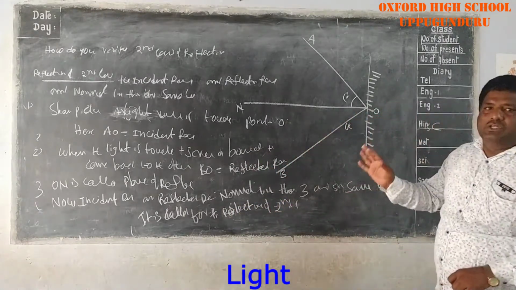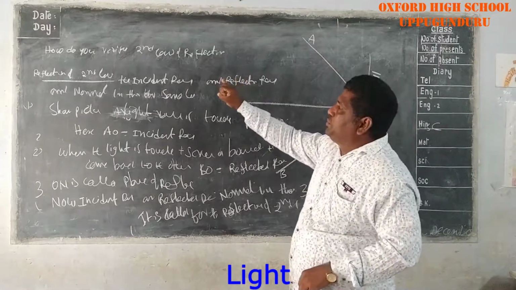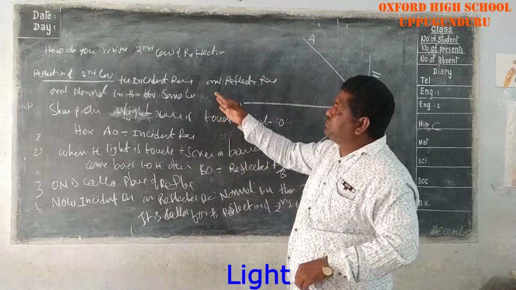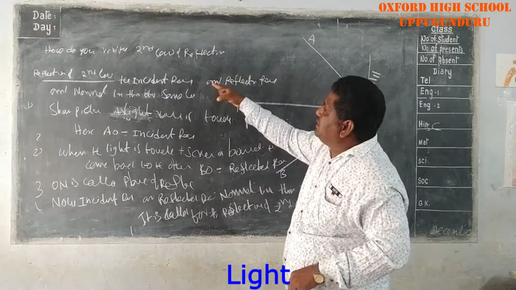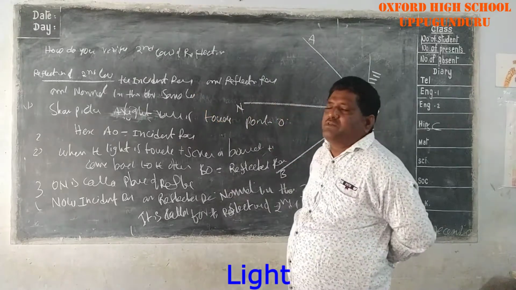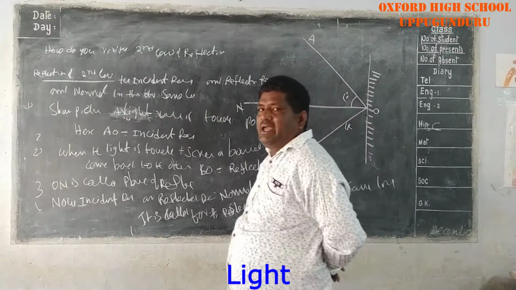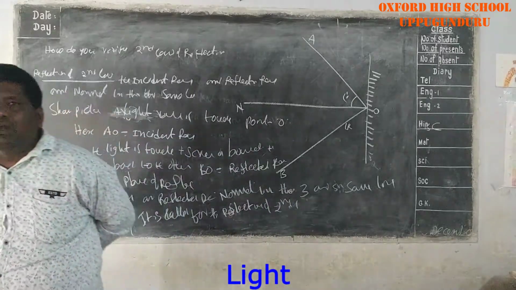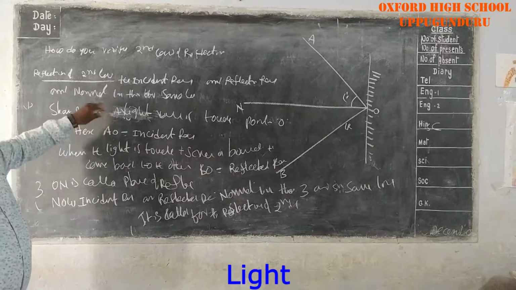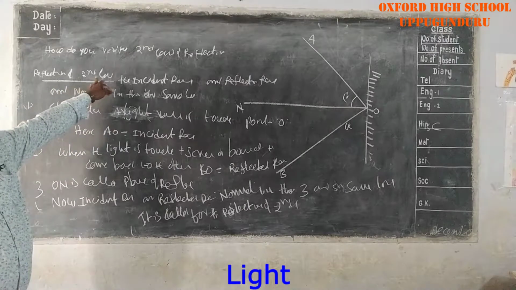So today in this lesson we prove the two laws of reflection. Already the first law is verified. Next, in this class, we verified the second law. What is the definition of the second law of reflection? The incident ray, reflected ray, and normal line are in the same plane. It is called the second law of reflection.